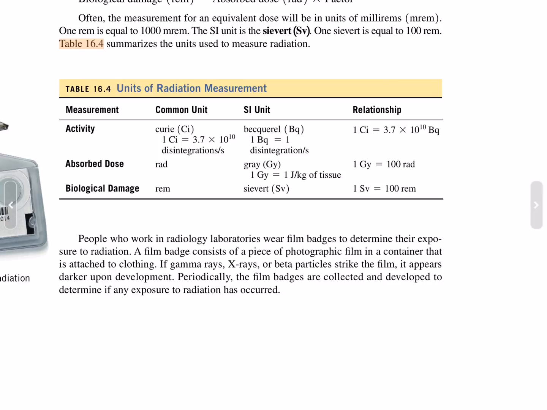People who work in radiology laboratories will wear film badges to monitor their exposure to radiation. A film badge consists of a piece of photographic film in a container that's attached to clothing. If gamma rays, X-rays, or beta particles strike the film, it appears darker upon development. Periodically, the film badges are collected and developed to determine if any exposure to radiation has occurred.